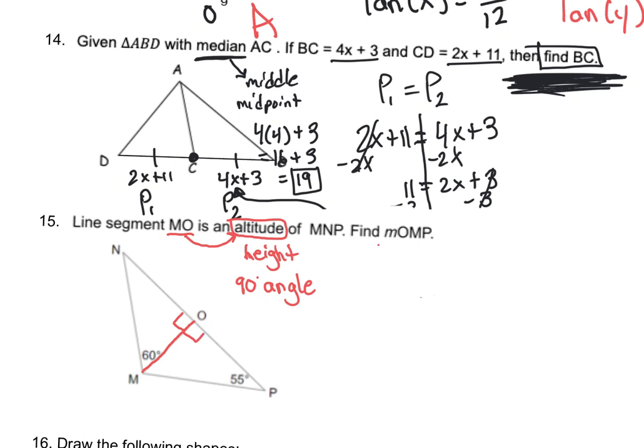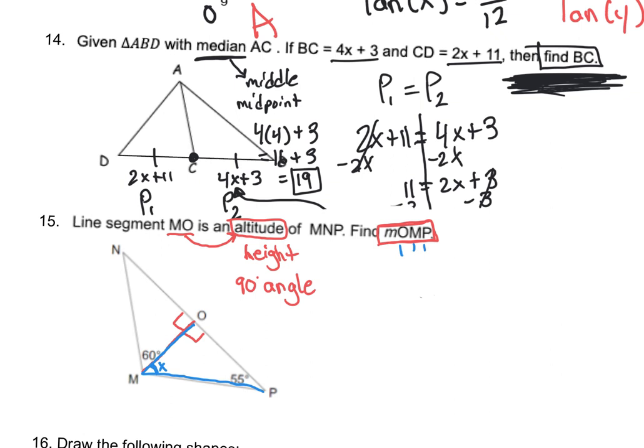I want to find the measure of angle OMP. For those of you who are still uncomfortable with reading angles, you start with the first letter, go to the second letter, then the third letter. So start with O, go to M, go to P, just like that. Look at the two sides we just traced. Where do those two sides meet? They meet over here. So that right there is the angle I'm looking for.